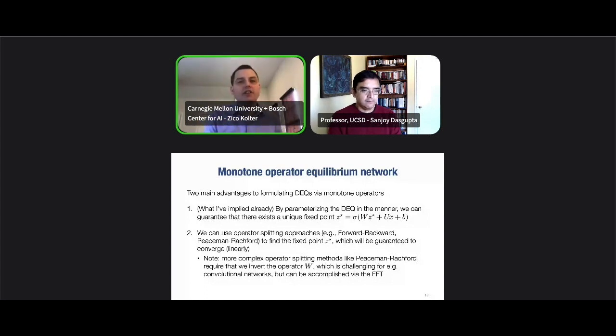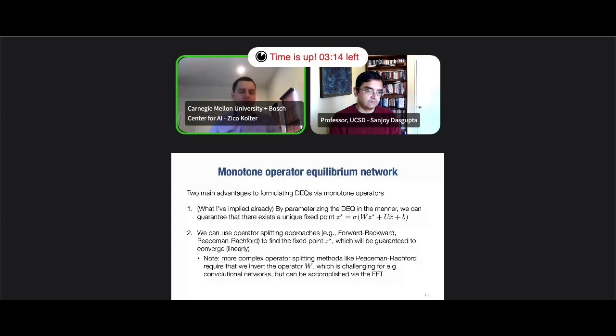And it turns out that some of the more involved operator splitting methods, like Peaceman-Rachford, actually require that you invert this operator W, or at least multiply by the inverse of it, or some regularized inverse of it, which can be challenging for things like convolutional networks, right? If it's a matrix, it's small, you just invert it. But if it's a convolutional network, how do you do that?